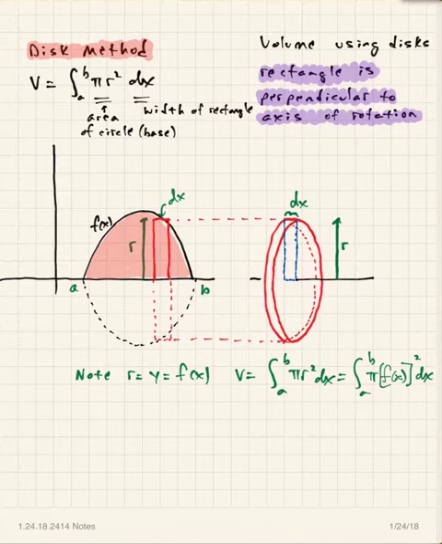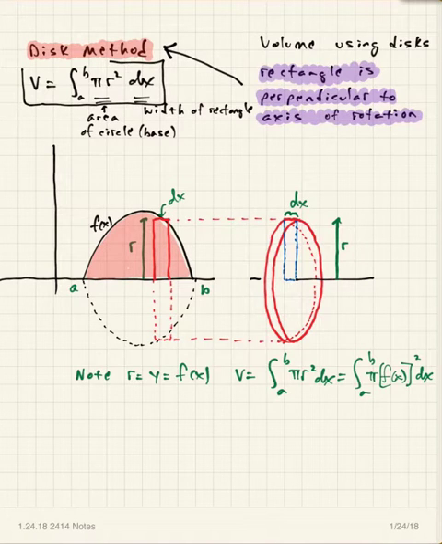If it is perpendicular to the axis of rotation, then you are using the disk method to solve the problem. And with the disk method, you are using this general form right here. I'm going to go ahead and put a box around it. This general form will work for the disk method, and it's pi r squared, which is just the area of a circle, dx.